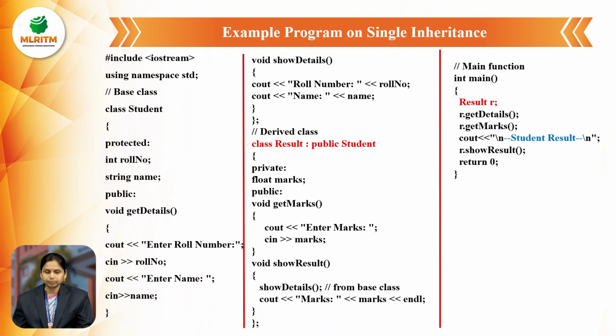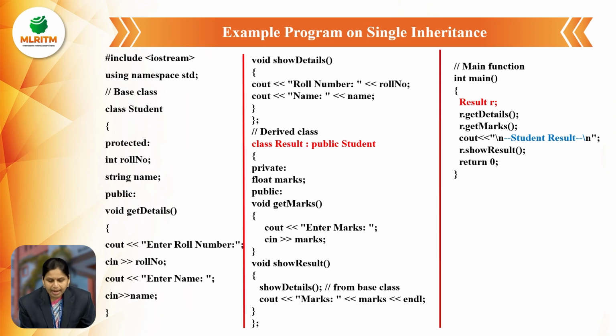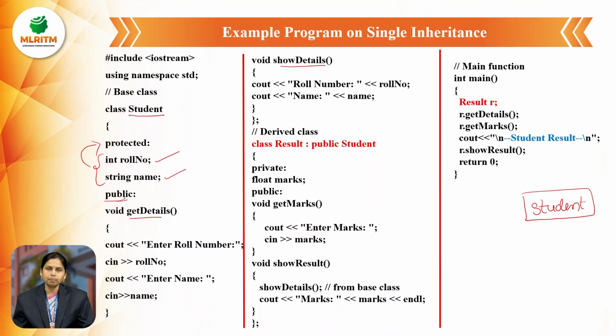Let us see the example. I will explain this single inheritance with an example. So first I declared class student. Now student is a parent class or base class. Now it contains one variable, integer roll number, and one string variable name. These two are protected members. Next, I declared two methods, get details and show details. These two are in public mode.